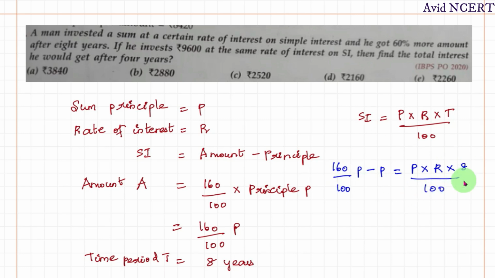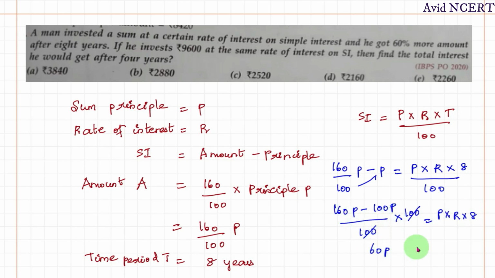Now by rearranging the equation, we can find the value of R. So 160 by 100, taking LCM here, so 160 minus 100P divided by 100. You can also turn it into decimal and find the value, it should also work. I'm taking this 100 to the other side by cross multiplication, which equals P into R into 8. So this 100 gets cancelled. 160 minus 100 is 60P, which equals P times R times 8.